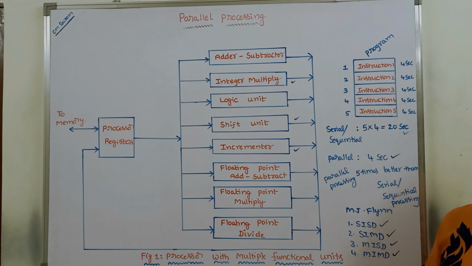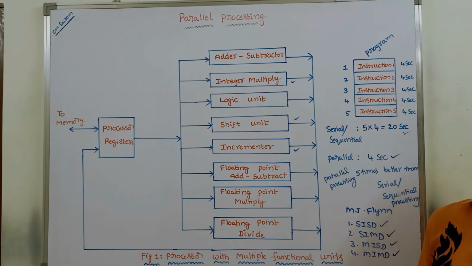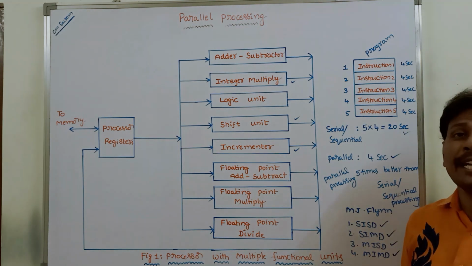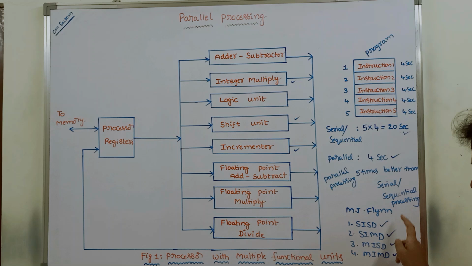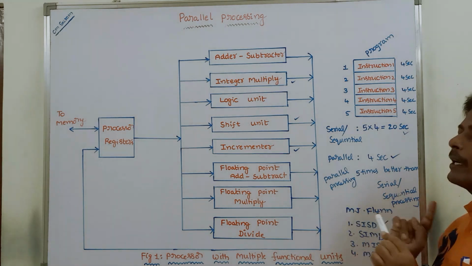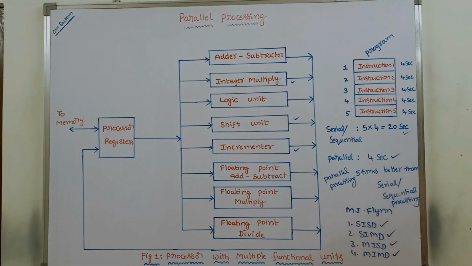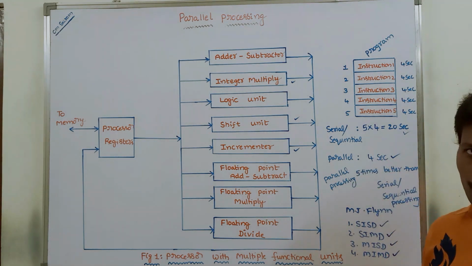Instruction stream is nothing but a set of programs. Data stream is nothing but main memory divided into multiple modules. That is called data stream. Okay. So this is the classification. The explanation of each and every category of computer is in the next video. Okay, so in this video I am specifying how MJ Flynn classifies these computers based on the instruction stream and data stream. SISD is nothing but a conventional or traditional computer.